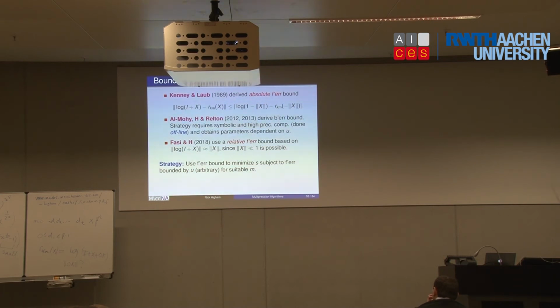And so we go to the Kenney-Laub approach now for arbitrary precision. And we try and use that bound at the top once again. That bound at the top is an absolute error bound. Now, in numerical computation, we want to work with relative errors.